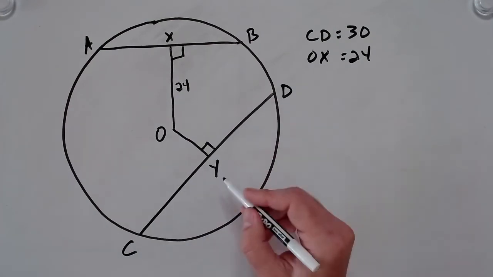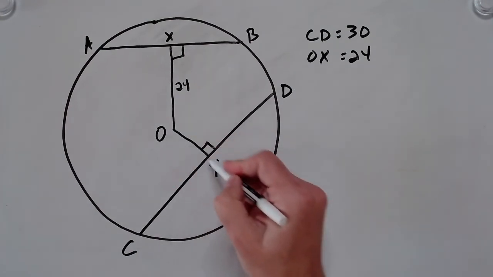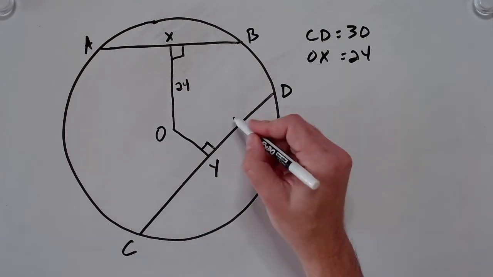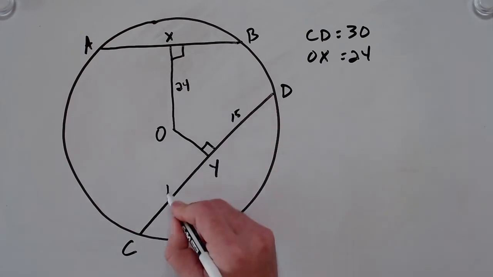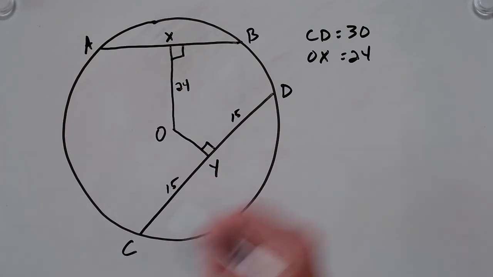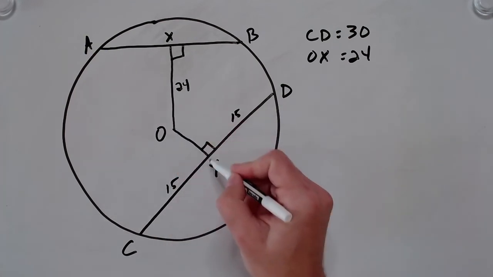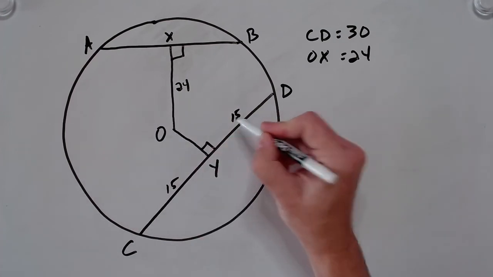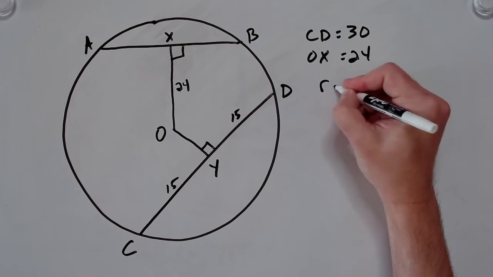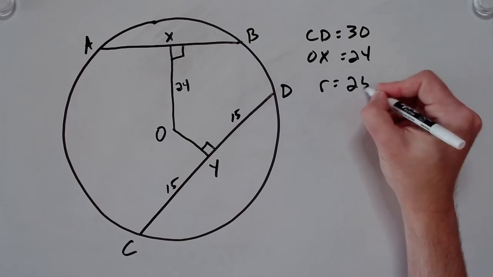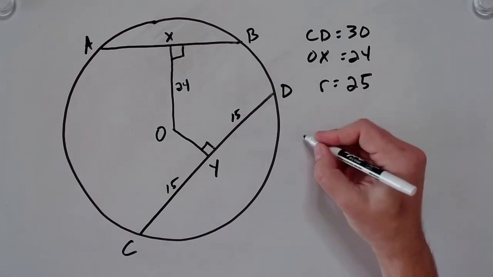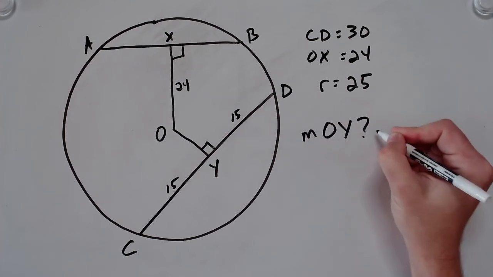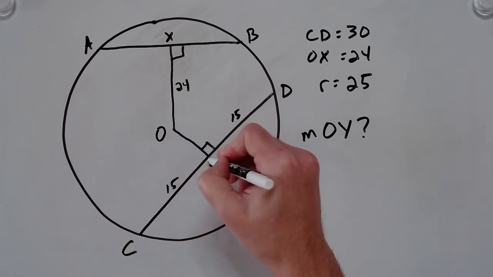So this whole length is 30. Well, we know this is perpendicular to this chord, so it bisects that. So we know that this must be 15, and this must be 15. If CD is 30, then this perpendicular from the center is going to bisect this chord. And last, we're going to say the radius of this circle is 25. So the question is, what is the measurement of OY? What is the length from here to here?